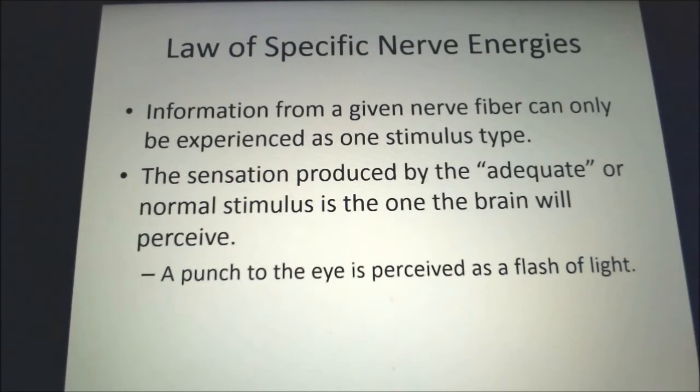The law of specific nerve energies says that a receptor will only fire for its intended sensation: hot, cold, light, pain, whatever. If you get that sensor to fire, it's still only going to fire for what it was intended. So if I stimulate a hot receptor enough to get it to fire by a pain, it's still going to fire as a hot. You're going to experience the hot, not necessarily the pain.